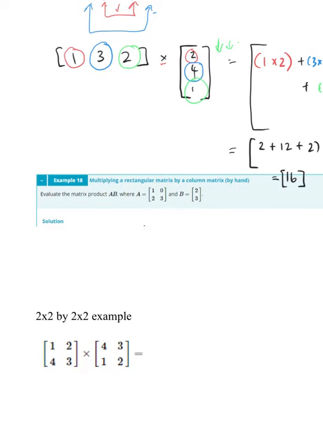Remember, rows by columns. So we're going A times B. So we've got a 2 times 2 times a 2 times 1. We are able to do this multiplication because the number of columns in the first matrix matches or is equal to the number of rows in the second matrix. And I'm going to end up with a 2 by 1 as my final order. All right, let's have a look at this one.